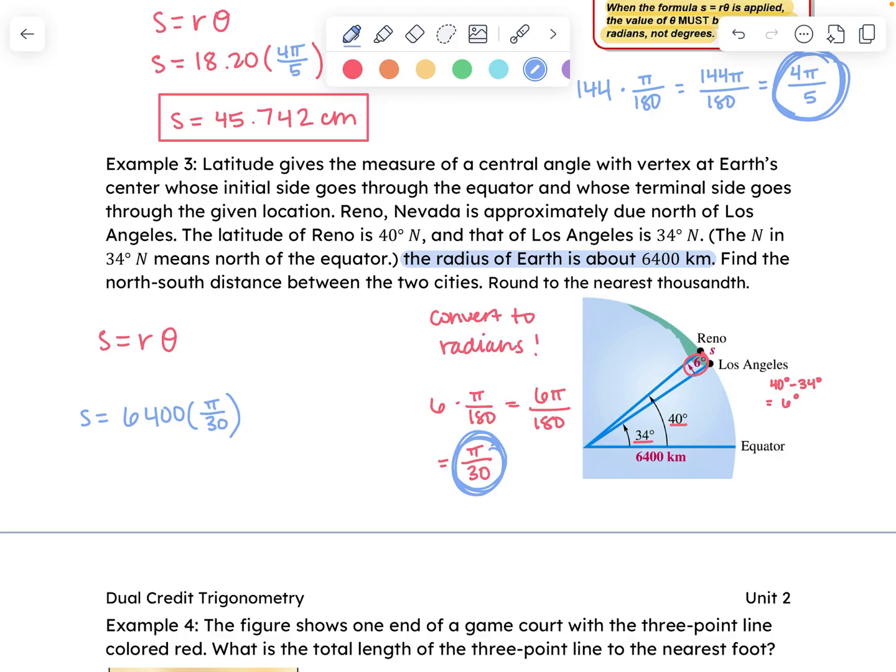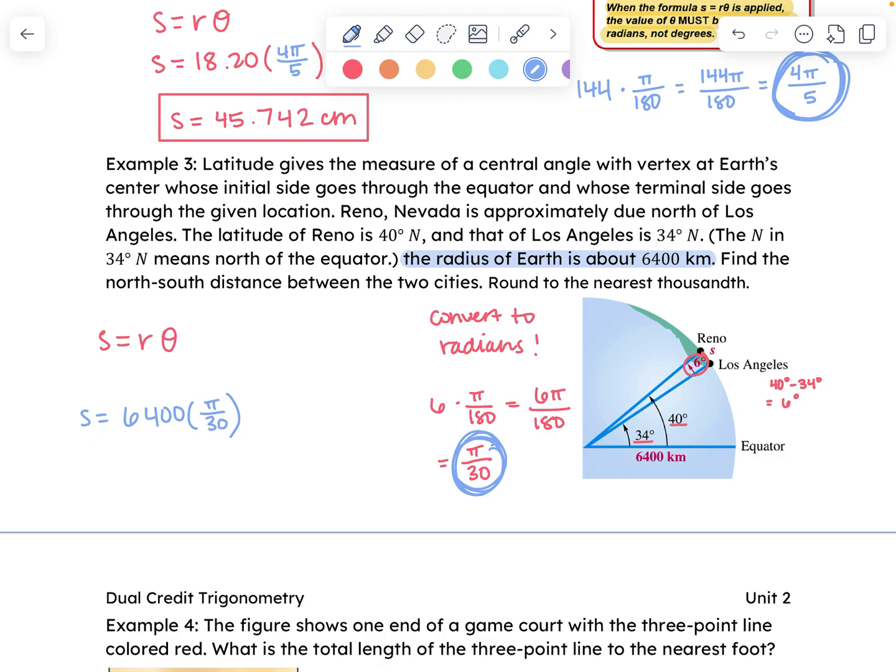Get that decimal answer. Make sure you're paying attention to what it tells you to round to. Sometimes it'll give you round to the nearest thousandth. Sometimes it'll give you round to the nearest hundredth, or round to the nearest whole number, or round to the nearest hundred, not hundredth. Or sometimes leave it in pi, leave it in terms of pi.